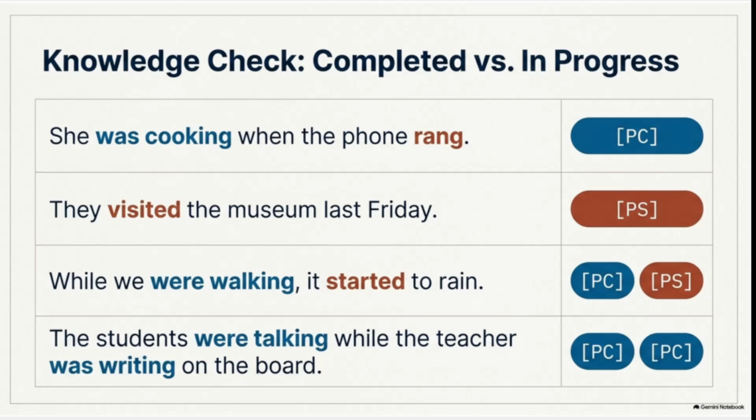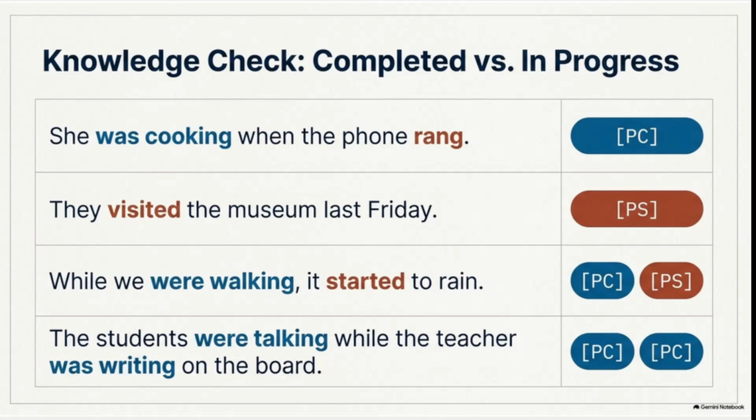Now look at, while we were walking, it started to rain. The walking was in progress, so we use past continuous: were walking. The rain started suddenly, so we use past simple: started. Finally, the students were talking while the teacher was writing on the board.